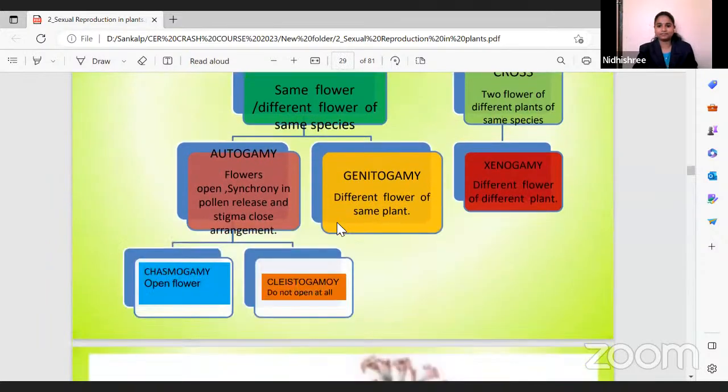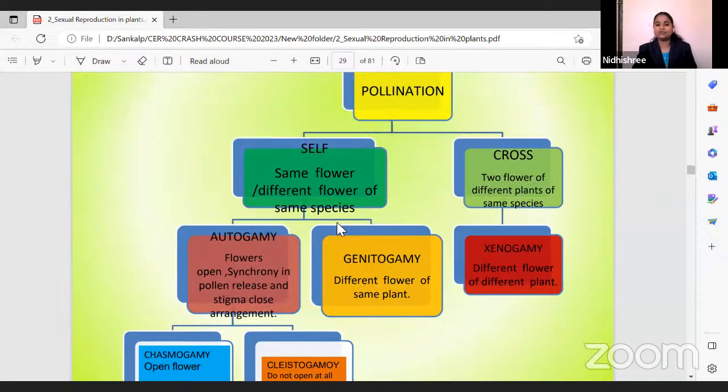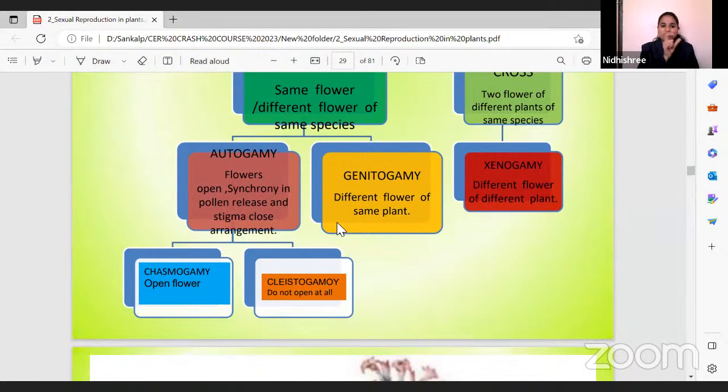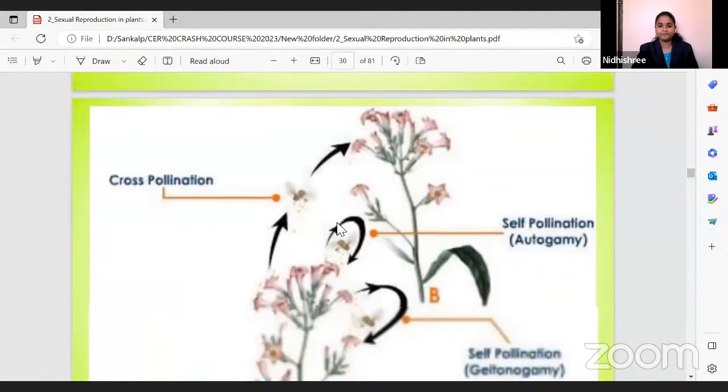Next, see, very nicely they have given the flow chart here. In pollination there are two types, self and cross pollination. Self has autogamy and geitonogamy. Cross pollination is also called xenogamy. Autogamy again has chasmogamy, open flower, and cleistogamy, closed flower.